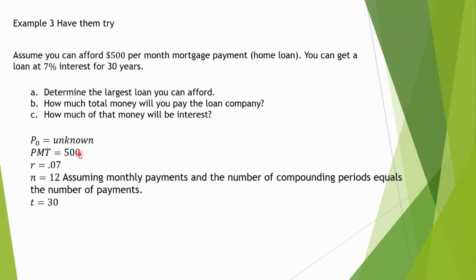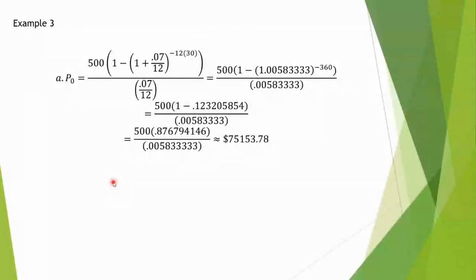So you can probably guess I'm going to use the formula first, because otherwise I make this negative. R is 0.07. N is 12, because since we're making monthly payments, the balance is compounded as often as we're making payments. So it's monthly. T is 30 years, just like before. So this is what we get. I did check with the calculator. I just plugged everything in.